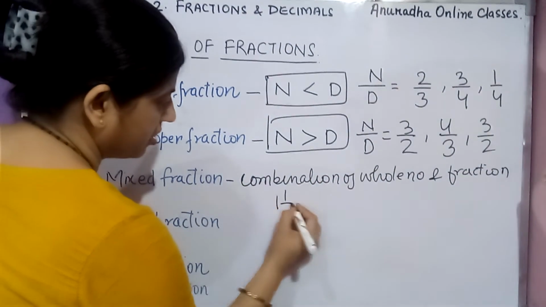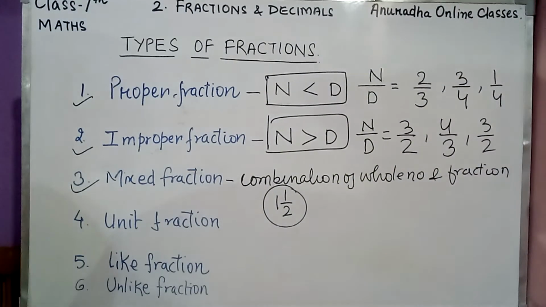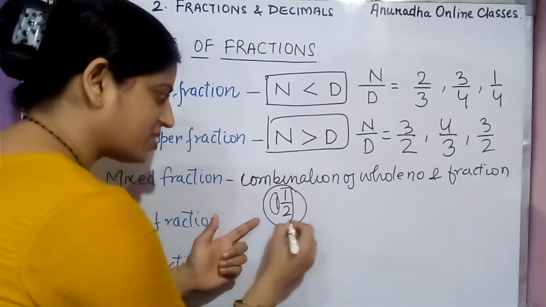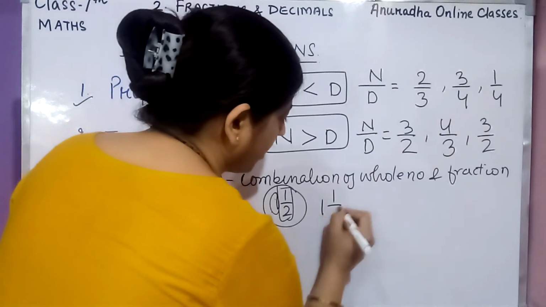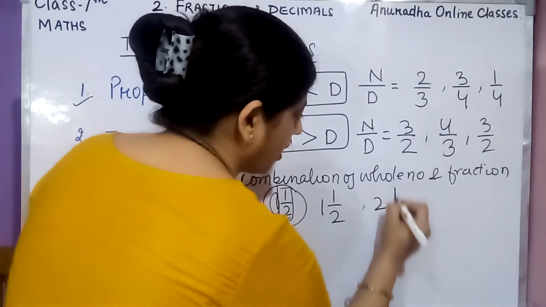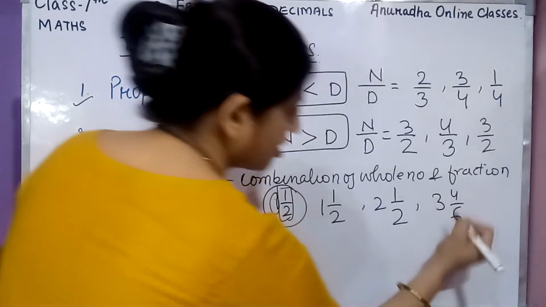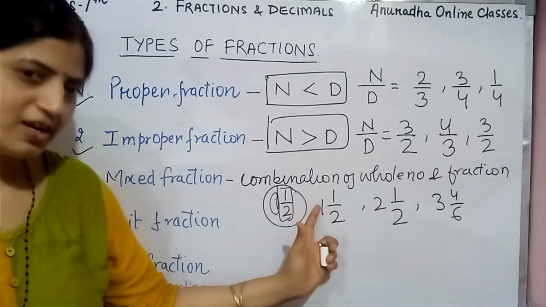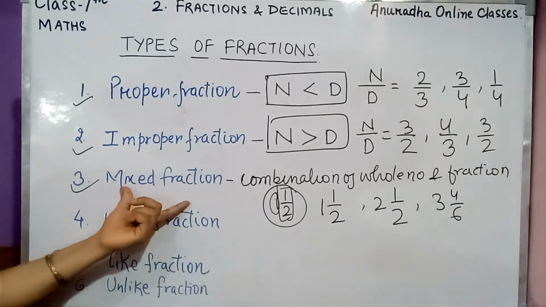Suppose I have written 1.5 marks. 1.5 marks. That means what? 1 is a whole number. See, this one is a whole number. And along with it there is a fraction. Means 1 1/2, 2 1/2, or 3 4/6. Anything. Means where you are having one whole number and one fraction. This is known as mixed fraction.